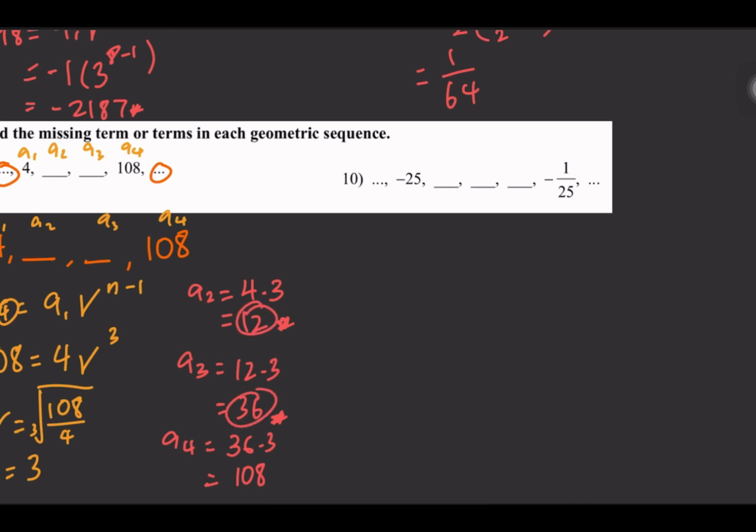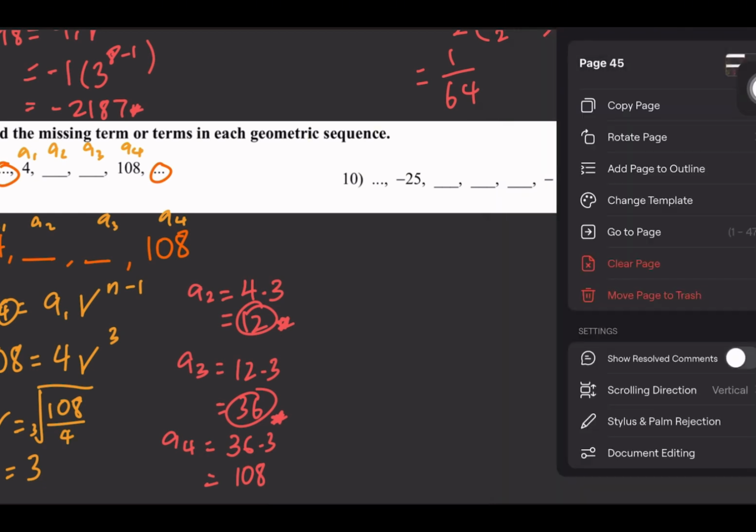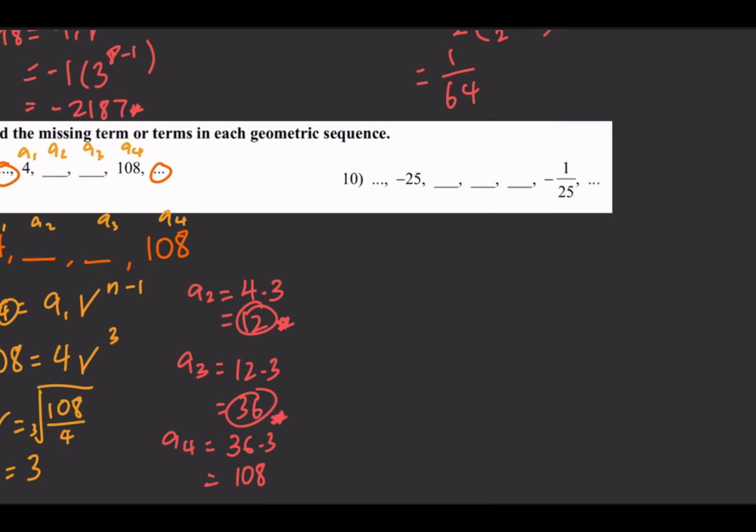Right, now moving on. Question 10. In this situation, we can use back the same logic, right? This is A1, A2, A3, A4, and A5.